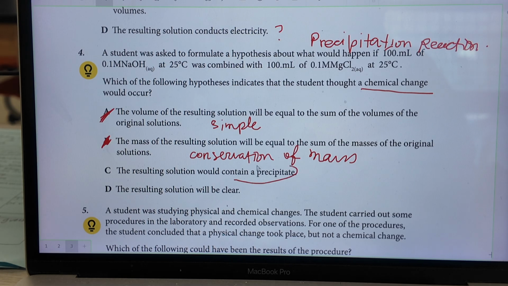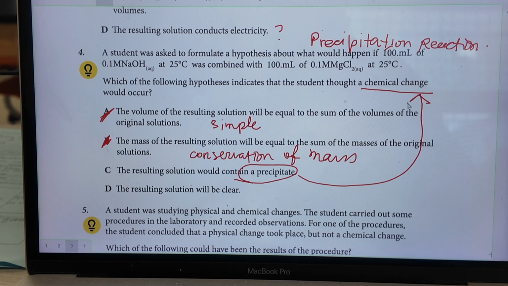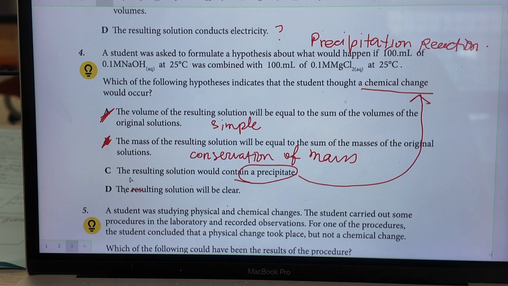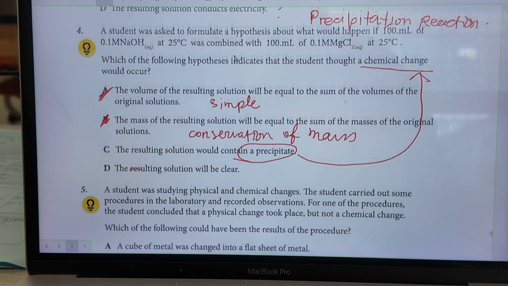C, the resulting solid, this is what gives you evidence that a chemical change occurred, because it is a precipitate. And lastly, it being clear doesn't really mean anything. Next question.